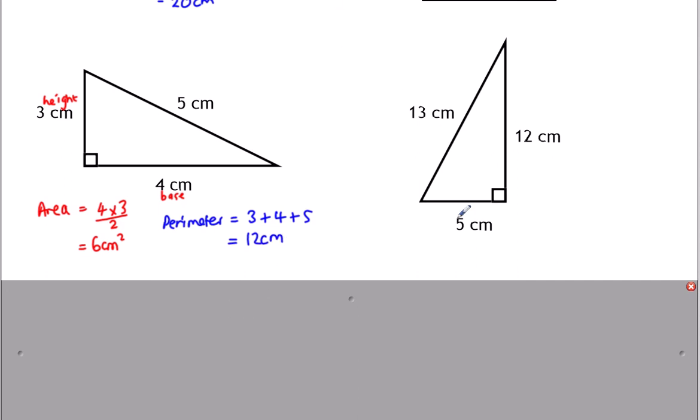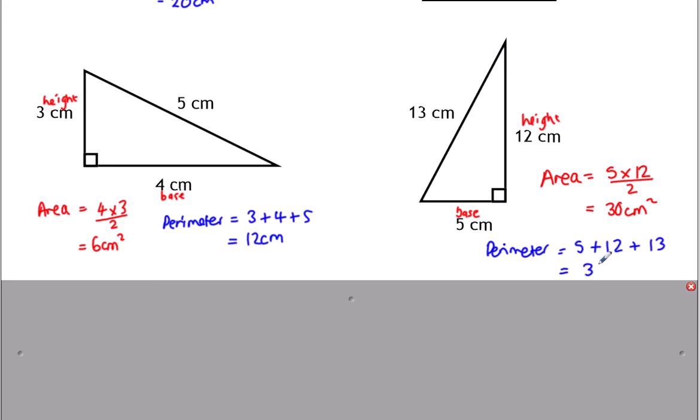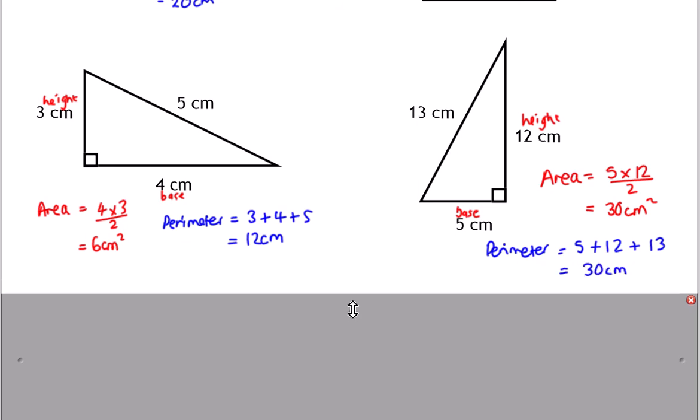For the one on the right, 5 is the base, 12 is the height. So the area is base times height, 5 times 12 divided by 2. 5 times 12 is 60, divided by 2 is 30, 30 centimetres squared for area. And the perimeter is 5, add 12, add 13, so 5 add 12 is 17, and with a 13 also makes 30, but just centimetres this time. So make sure you are familiar with how to find the area and perimeter of rectangles and triangles before you go any further with this video.